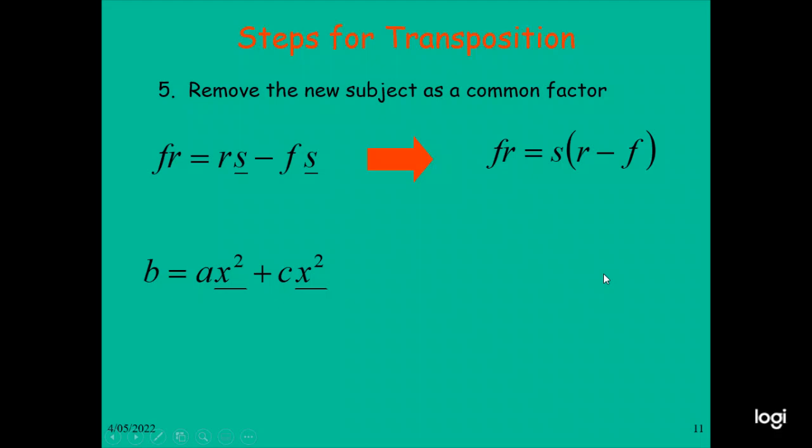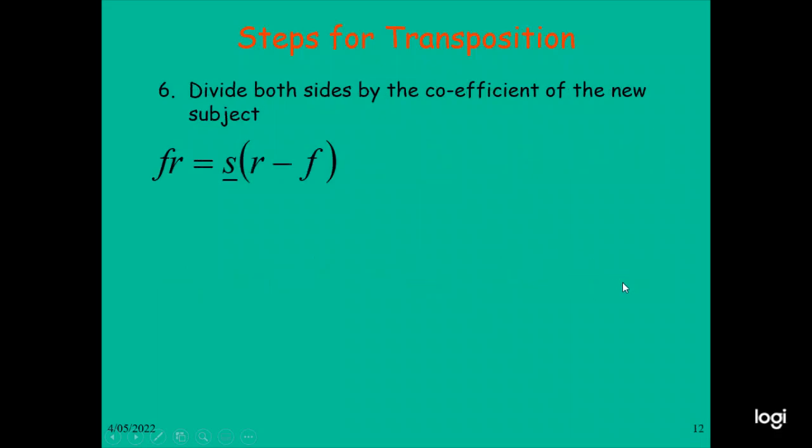In this case, you can take the common factor. FR equals, here S is a common factor, take it out. So S equals, in the bracket, R minus F. A equals AA square plus CA square. In this case, A square is the common factor. B equals A square in the bracket A plus C. We have to divide both sides by the coefficient of the new subject. FR equals S into R minus F. In this case, S equals FR divided by R minus F.